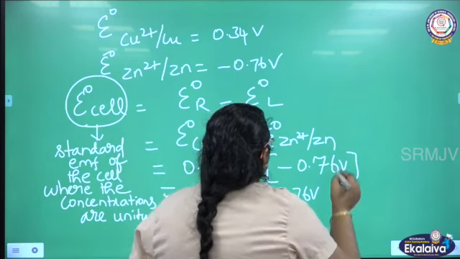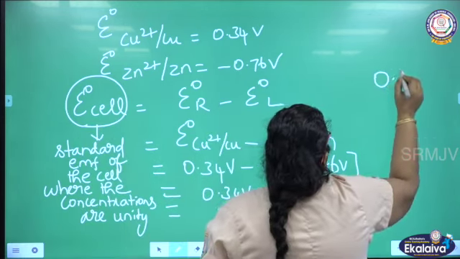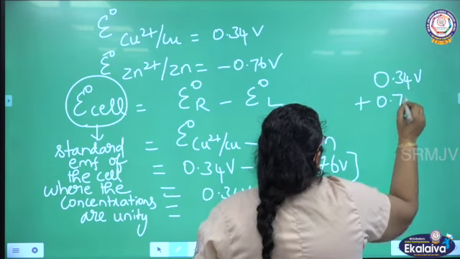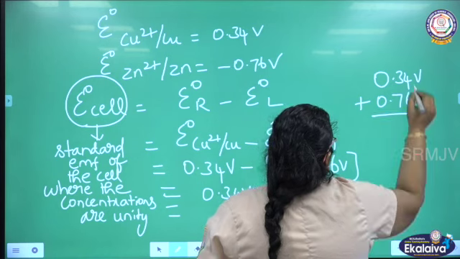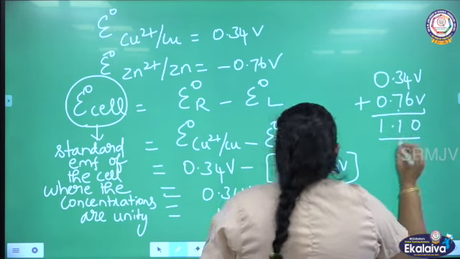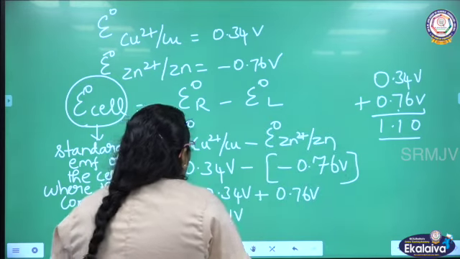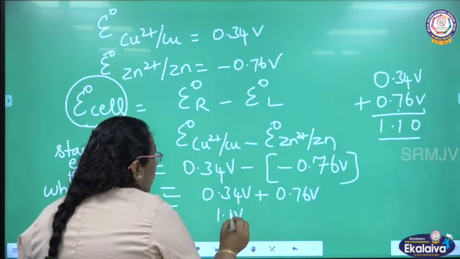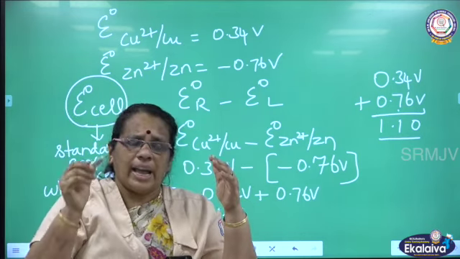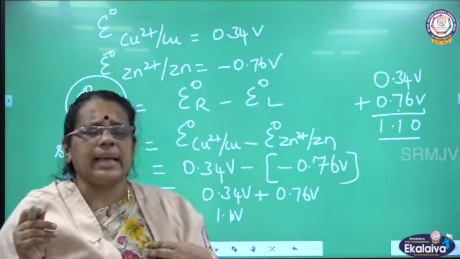When you add these two, 0.34 volts plus 0.76 volts, what will you get? 6 plus 4 is 10, 8 plus 3 is 11. So you will be getting 1.10 volt, or 1.1 volt. So this is the standard EMF of the cell. I have taken the Daniell cell as the example.